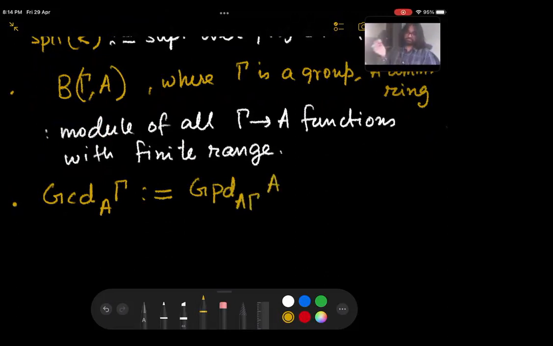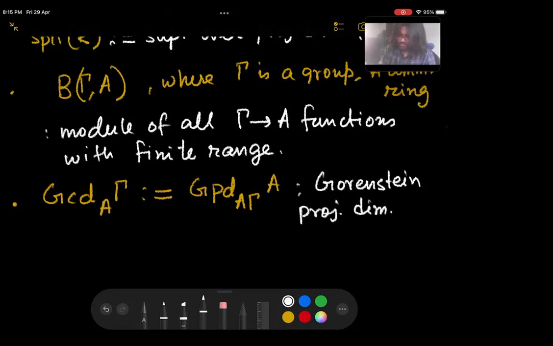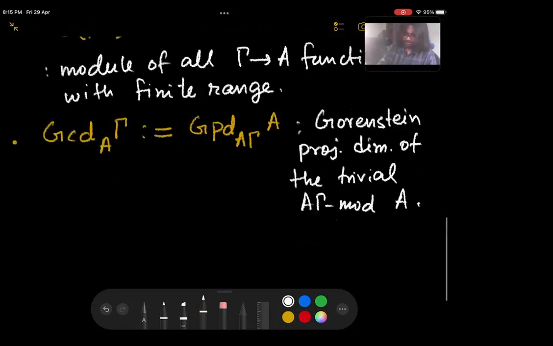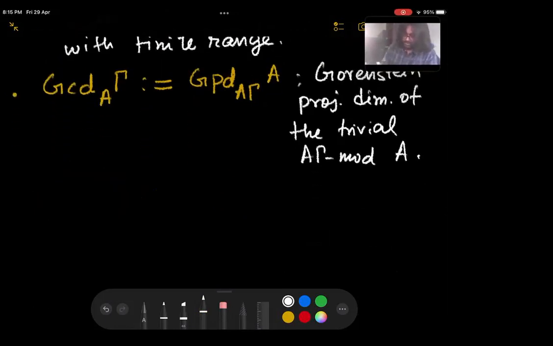So what do I mean when I say Gorenstein projective? I'll define that in a second. For that, let me just write, this means Gorenstein projective dimension of the trivial A gamma module. So now I need to tell you what Gorenstein projectives are, because otherwise this doesn't make any sense. So what are Gorenstein projectives?